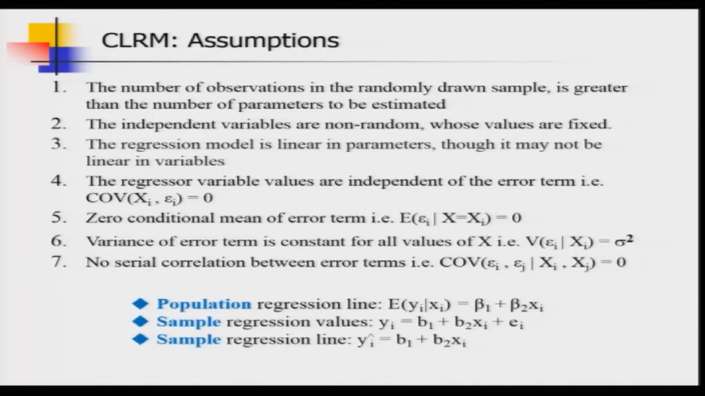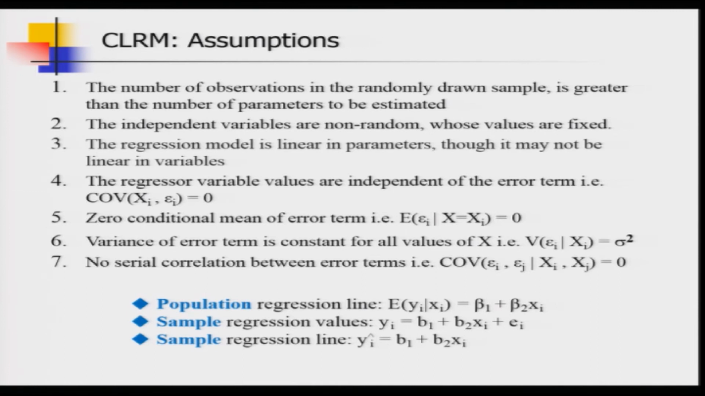So, all these possible combinations of beta 1 hat and beta 2 hat will give you a range of regression equations, and these are called the sample regression functions. Now we are going to talk about the assumptions that you must make in order to estimate a classical linear regression model. We will start with a very simple assumption: the number of observations in the randomly drawn sample should be greater than the number of parameters to be estimated.